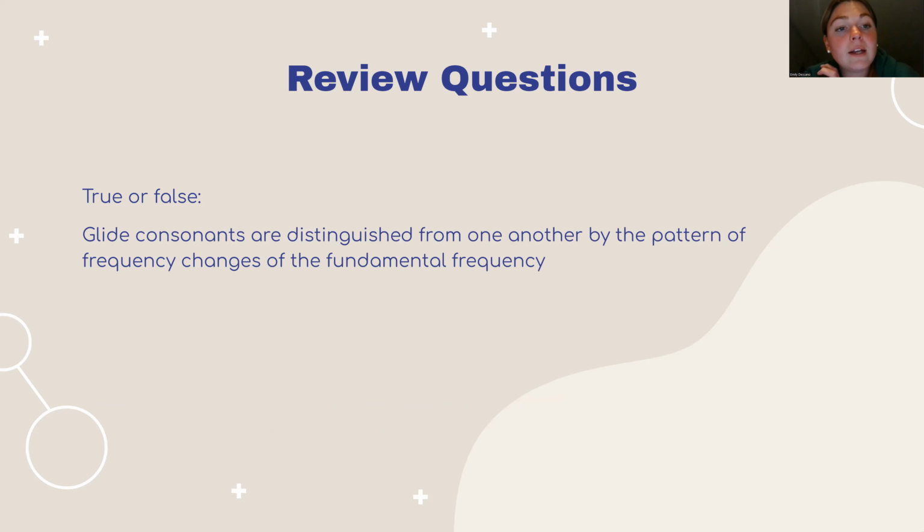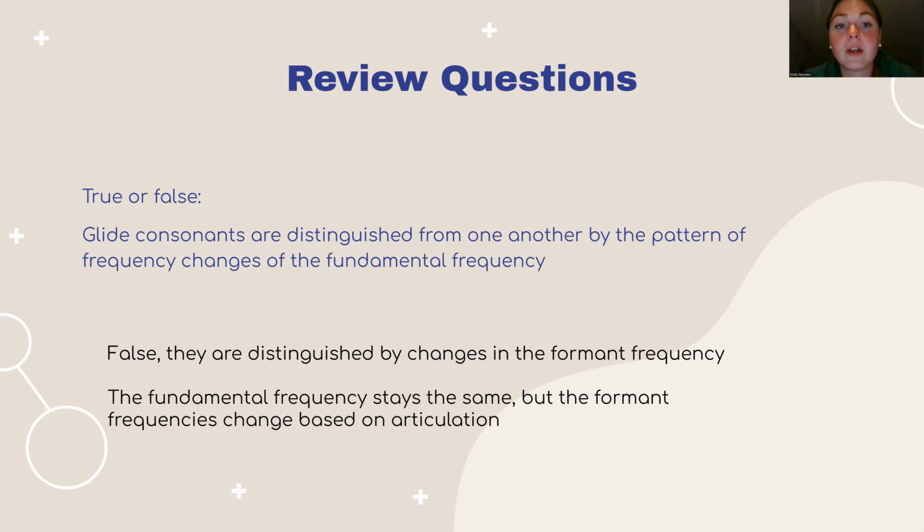True or false, glide consonants are distinguished from one another by the pattern of frequency changes of the fundamental frequency. This is false. Again, remember, it's not the fundamental frequency that's changing, it is the formant frequencies that are changing. It's those different areas of resonance in our mouth that are changing that help us to distinguish the different speech sounds. So yeah, the fundamental frequency stays the same, but the formant frequencies change based on where we articulate the sound and how we produce that sound in our mouth.